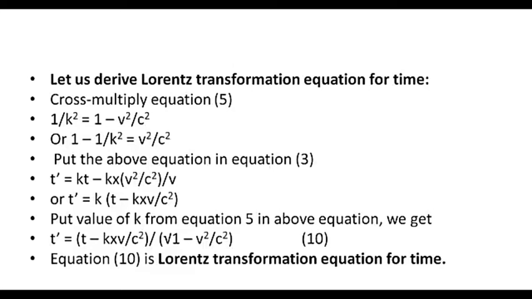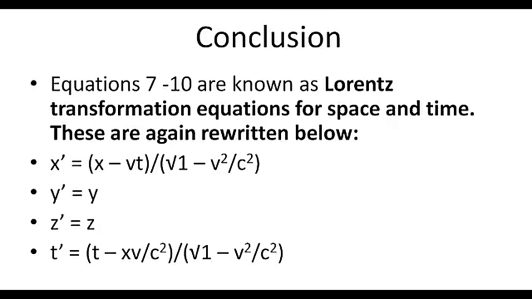Now let us derive the Lorentz transformation equation for time. If we cross multiply equation number 5, that is, 1 by k squared equals 1 minus v squared by c squared, and put it in the above equation, we get t dash equals kt minus k(v squared by c squared)t minus kxv by c squared. Now put the value of k from equation 5 in the above equation. We get t dash equal to t minus xv by c squared, divided by root of 1 minus v squared by c squared. Equation 10 is known as the Lorentz transformation equation for time.